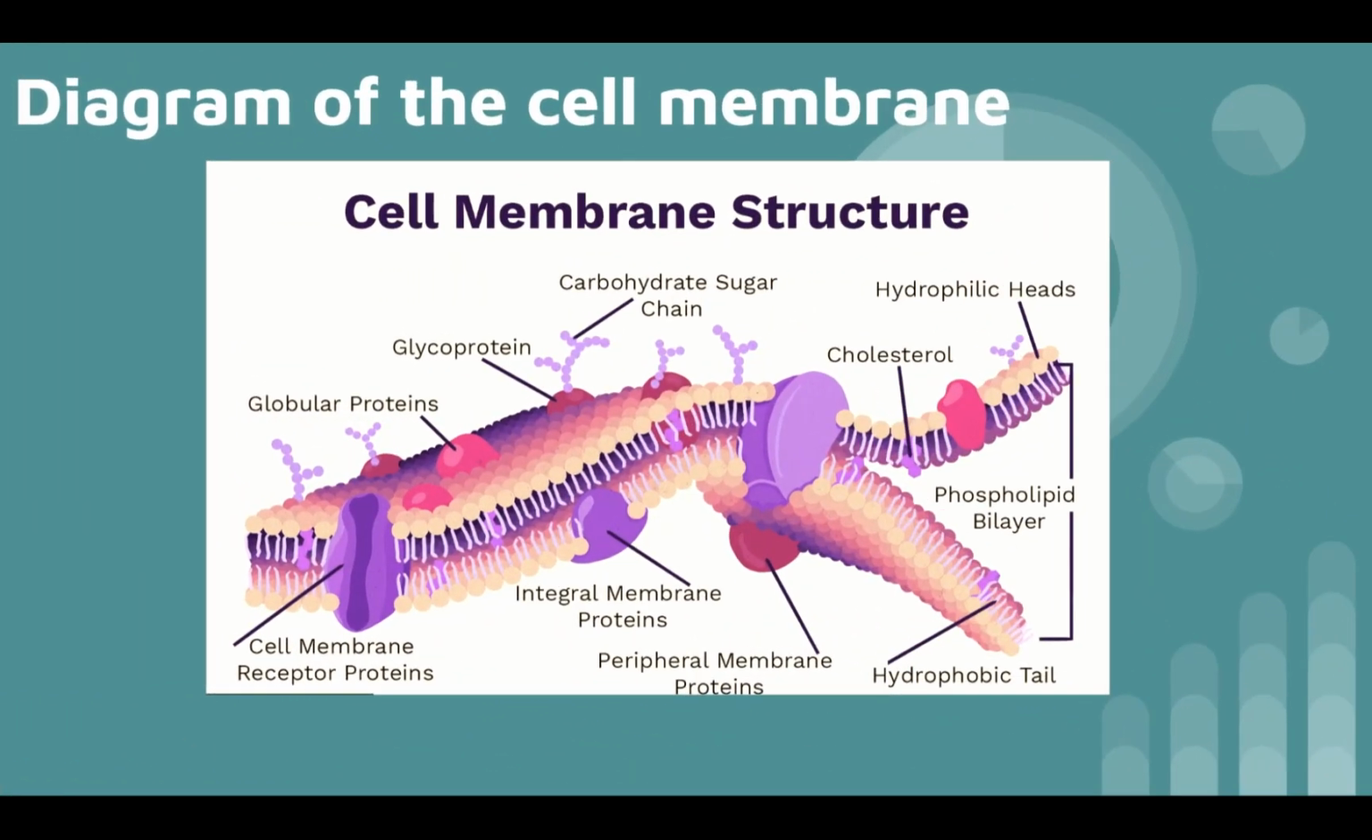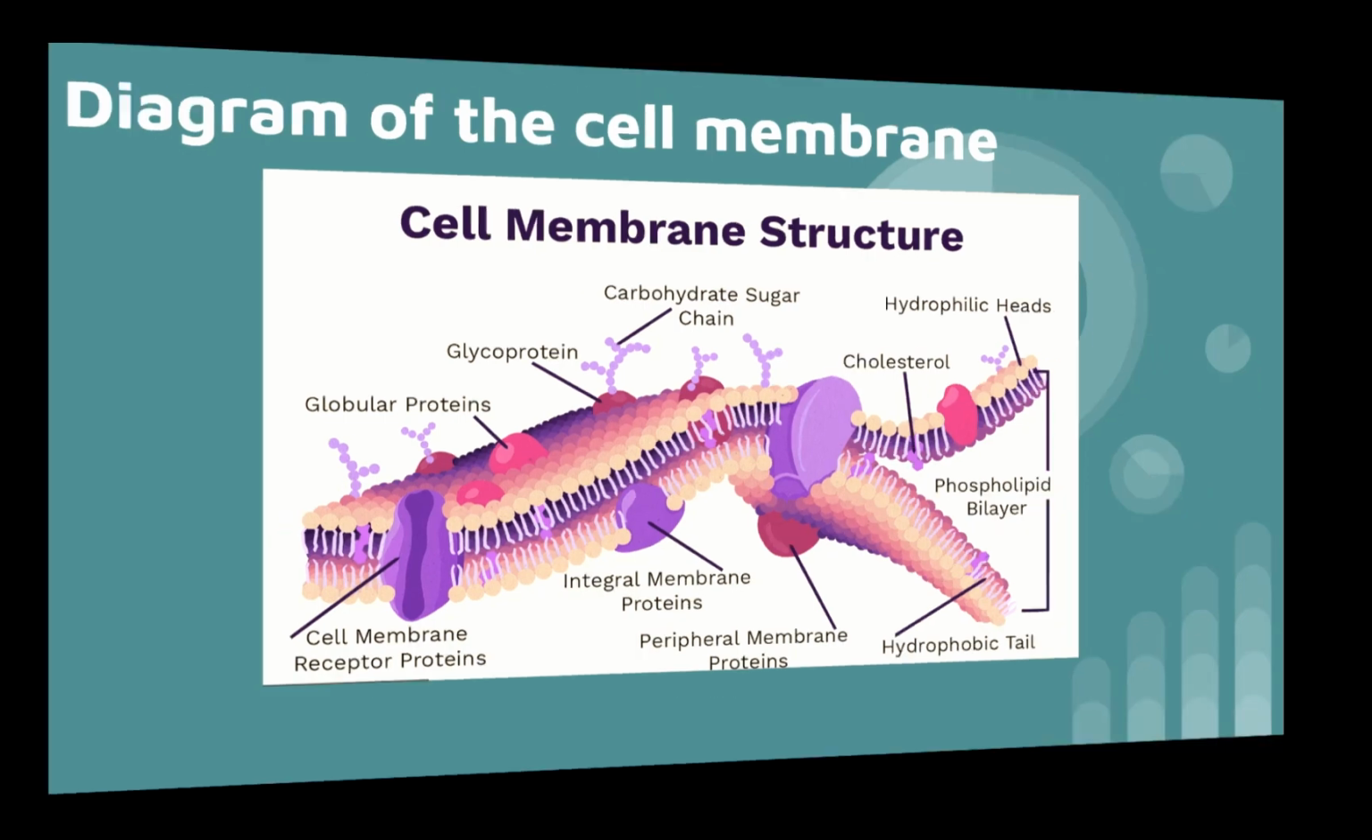Here's a diagram of the cell membrane. This is much easier if you have a mental picture of it. You can see the globular proteins, the glycoproteins, the carbohydrates, cholesterols. You can see on the membrane the hydrophilic heads are pointing outwards while the tails are pointing inwards. And this all helps keep the cell isolated and only allow some things to go through.